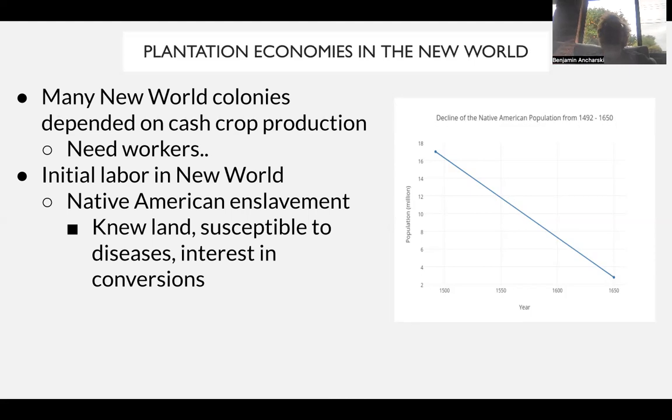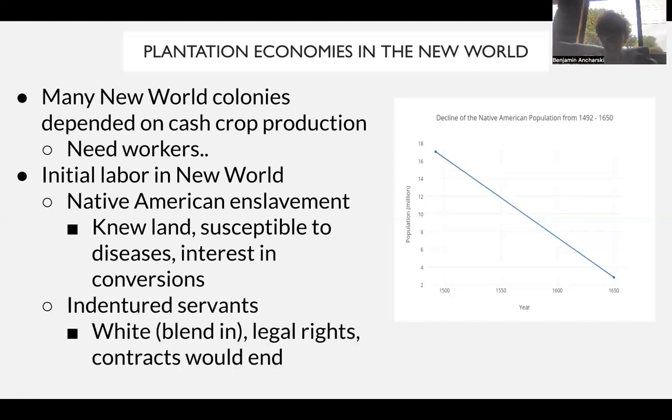But there's also an interest by European states and by European colonists themselves to convert indigenous people to Christianity, whether it be Protestantism in the case of English people, or Catholicism in the interest of Spain, France, and Portugal.